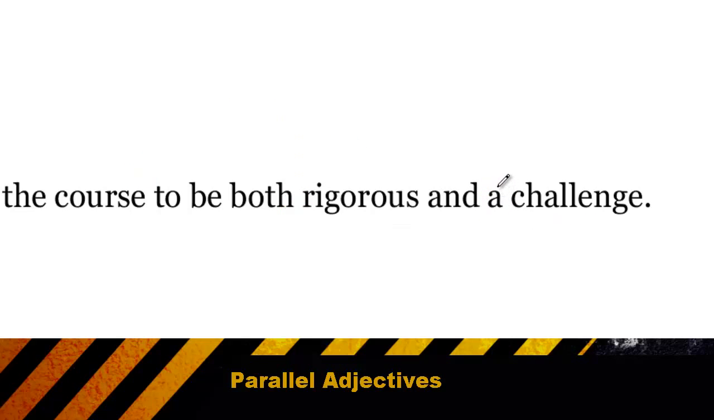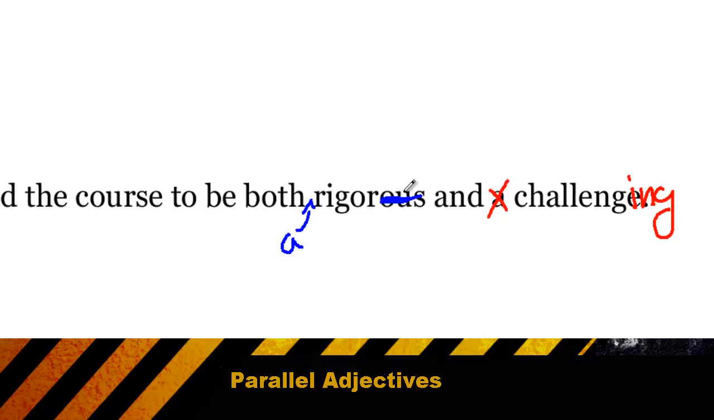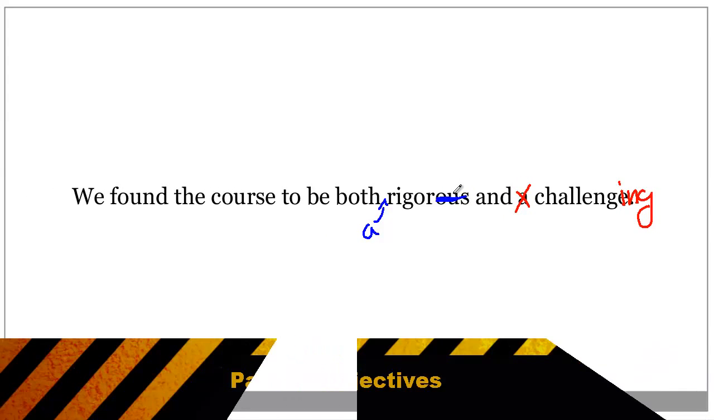I could fix that by getting rid of the a and changing challenge to challenging, or I could have added an a right before rigorous and changed it to rigor. So the course would be both a rigor and a challenge. It doesn't matter which option I choose as long as my adjective forms are consistent.